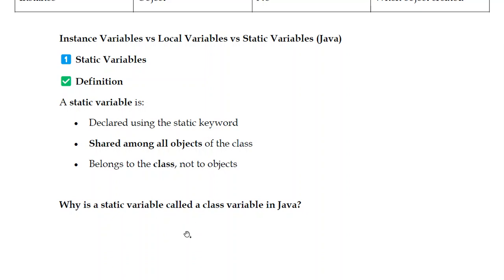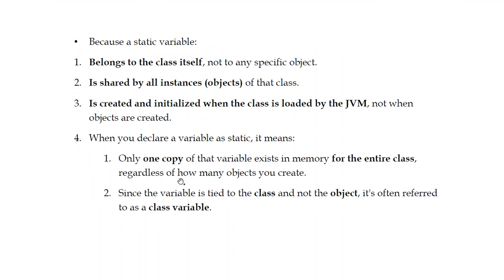Why is it called a static variable? Why is a static variable called a class variable in Java? These are the key points: it belongs to the class itself, not to any specific object. It is common for all. It's shared by all instances of the class, all objects. It's created and initialized when the class is loaded by the JVM, not when objects are created. These are the strong reasons static variables are called class variables.